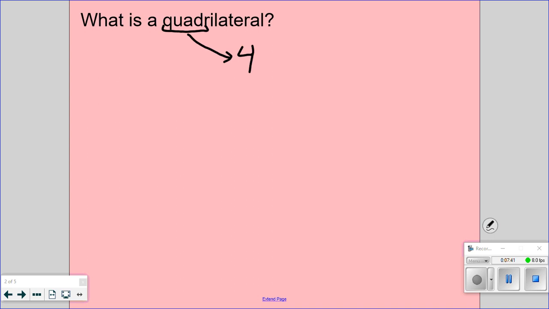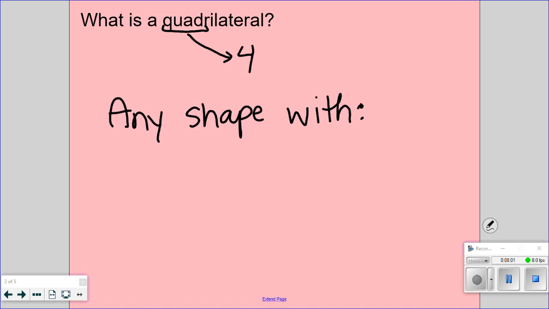Quadrilateral means four. Which means how many sides are probably in a quadrilateral? Four. How many corners do you think are in a quadrilateral? Four. Exactly. A quadrilateral is any shape with straight sides. That's why we got rid of all the curved sides already. We're looking at only straight sides.